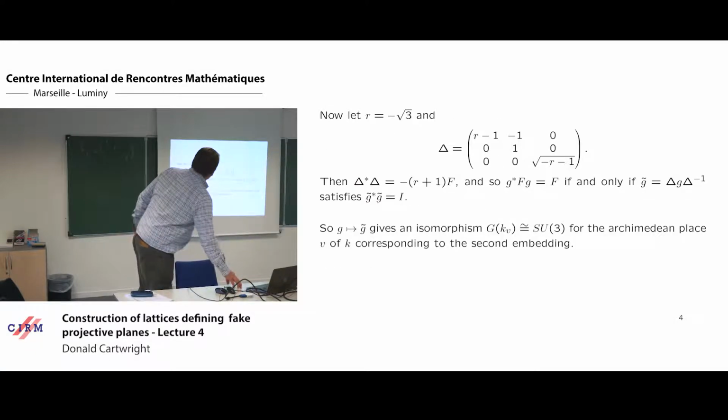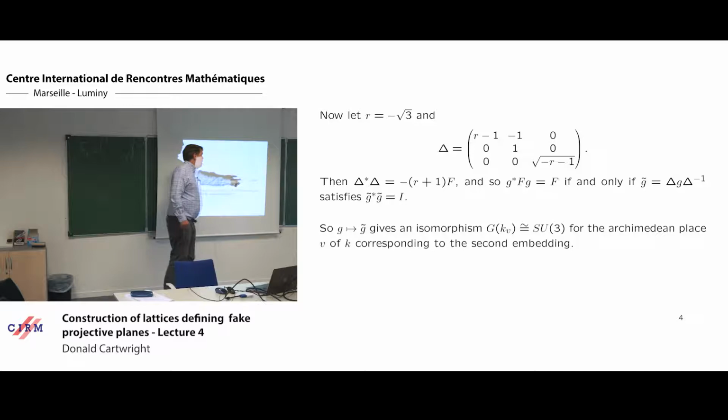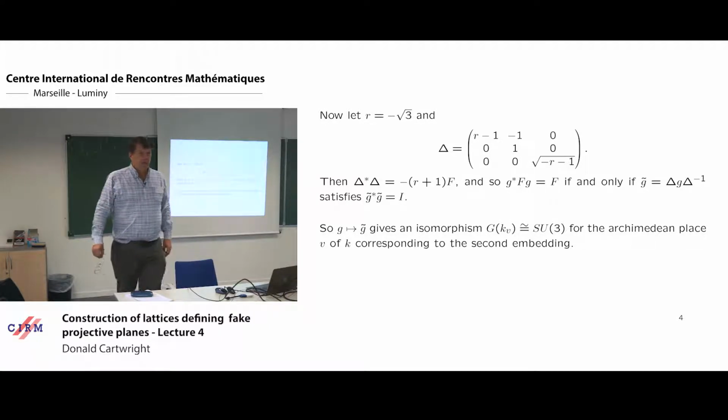And the other thing you want is that if you take the other square root of 3, the negative square root of 3, so this is a different delta, I've just fiddled with it a little bit, this time delta star delta without an F0 in the middle is equal to a multiple of F. And so this time the condition in the definition of G holds if and only if this conjugate here satisfies this. And that's the unitary condition, so being in U3. So this gives you the desired behavior at the other Archimedean place.